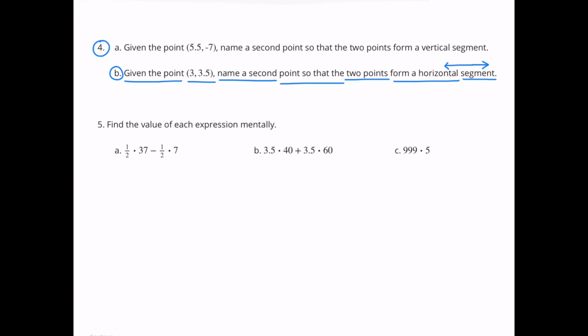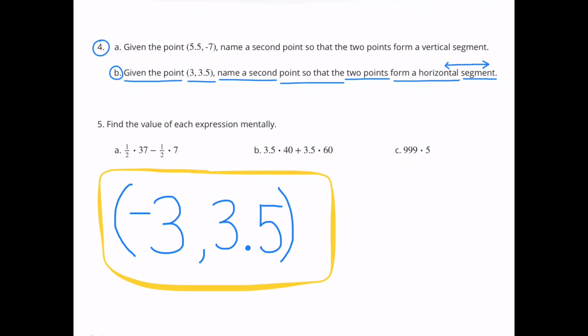B. Given the point 3 and 3 5/10, name a second point so that the 2 points form a horizontal segment. I drew an illustration of a horizontal segment. The set of coordinates -3 and 3 5/10 would form a horizontal segment along with 3 and 3 5/10.